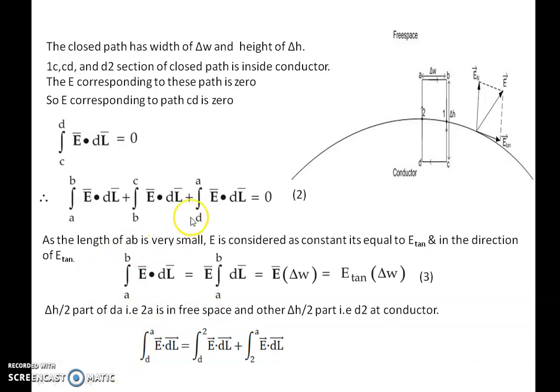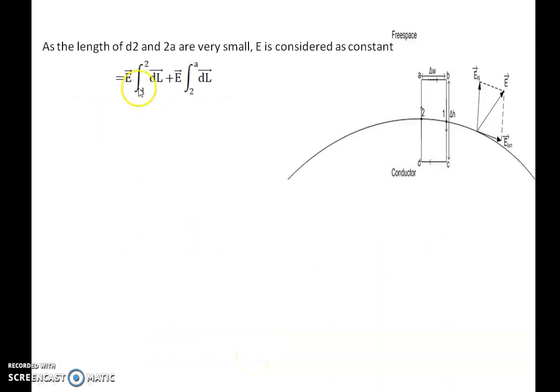This D to A path can be split into two parts, one from A to 2 and the other from 2 to D. So I will split it into D to 2 and 2 to A. If you observe here, D to 2 is inside the conductor and 2 to A is in free space. Inside the conductor the field is 0, so this integral term becomes 0 and the other integral term will remain. Taking E as a constant, here E is 0 in the conductor. What is E in free space? It is parallel to the normal component, so E is equal to En.